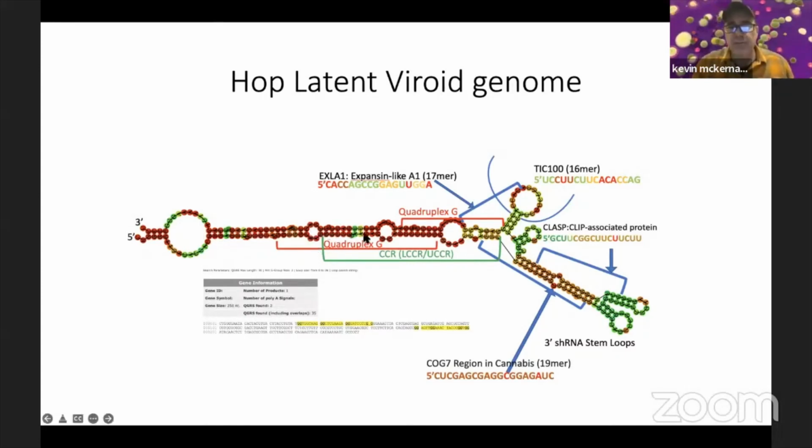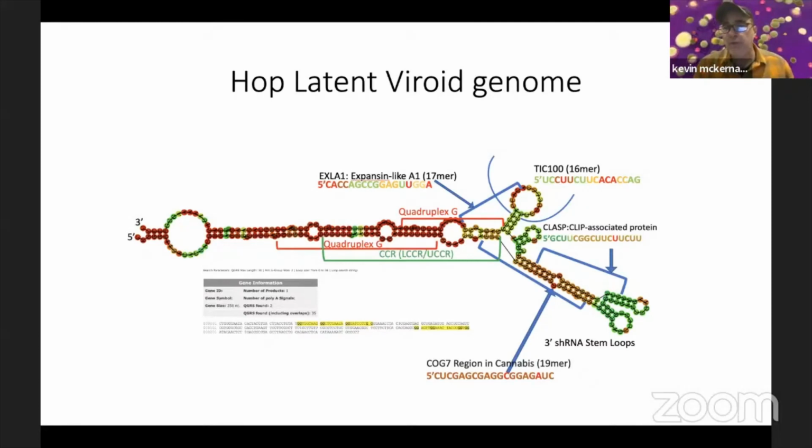Now, what's interesting about this is this region forms what is known as a G-quadruplex structure. That's like a secondary structure in RNA that's very difficult for polymerases to get through and usually is catalytic, and sometimes may be the core of a ribozyme. Ribozymes are RNAs that themselves can be catalytic. Now, hop latent viroid, it's not known whether this has ribozyme activity or not. It might be that there are endogenous enzymes in the cannabis plant that actually are involved in this.